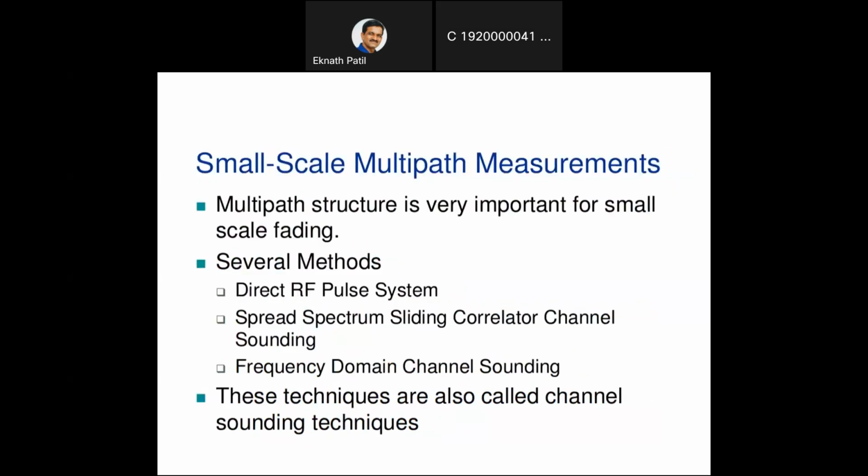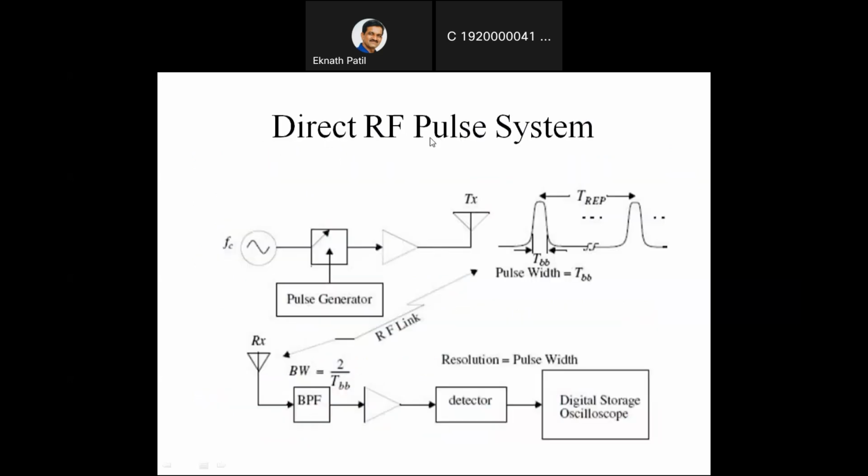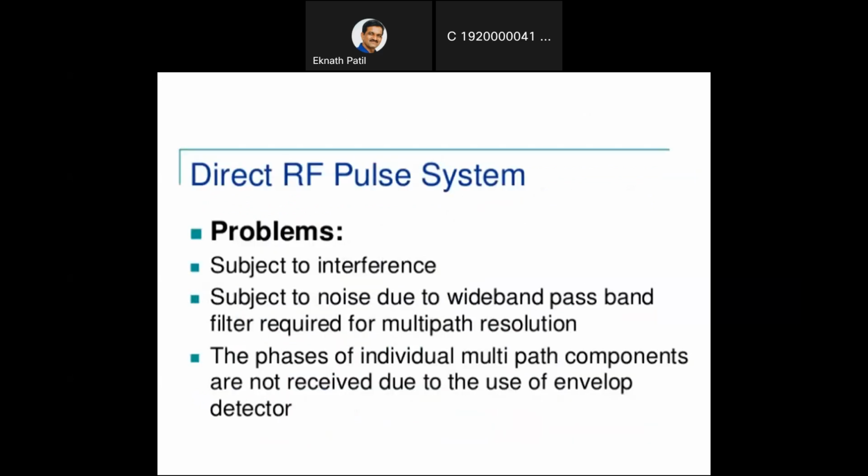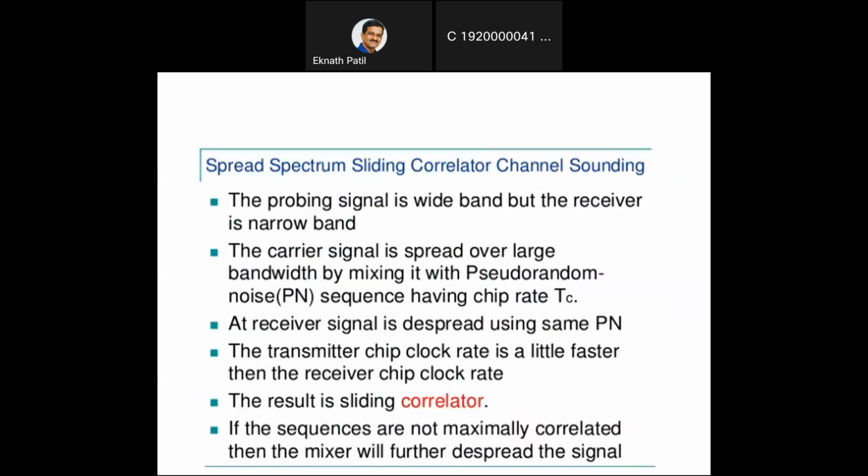This particular thing we have discussed. Multipath structure is very important for small scale studying. These three methods are there, and the direct pulse system, how it works, we have discussed in the previous lecture, and on the digital oscilloscope we are going to see that part. The problems with this are that it is subject to interference and subject to noise due to the wide passband filter required, poor multipath resolution, and the phase of individual multipath components is not measured due to the use of the envelope detector. So these are the disadvantages, and for that only the spread spectrum comes into the picture.